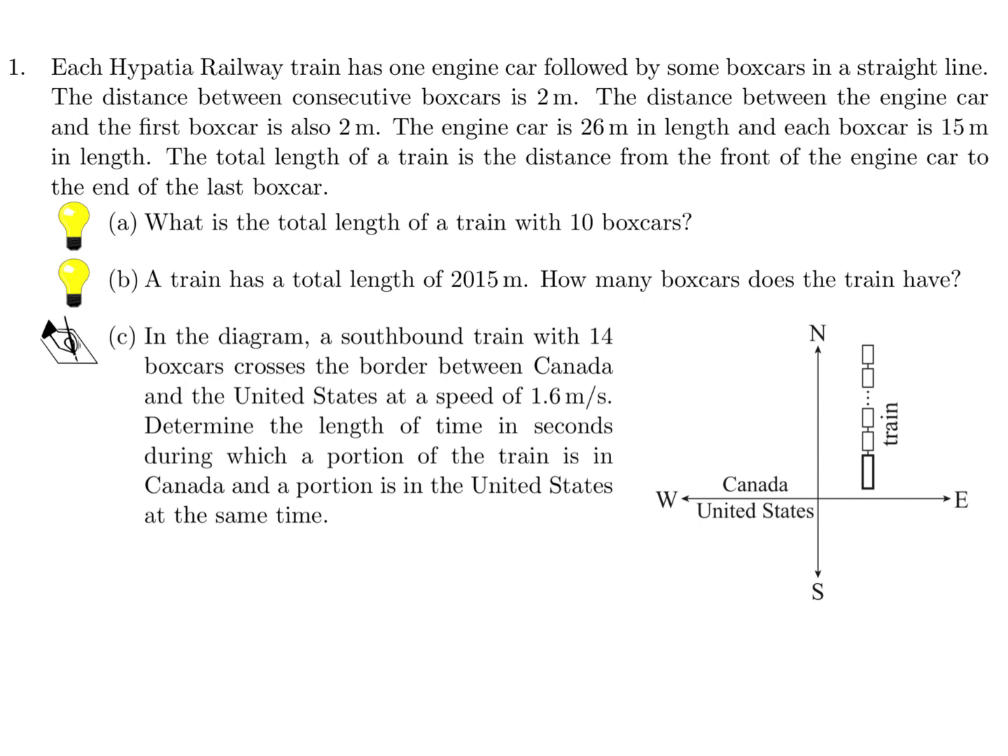Each Hypatia railway train has one engine car followed by some boxcars in a straight line. The distance between consecutive boxes is 2 meters. The distance between the engine car and the first boxcar is also 2 meters. The engine car is 26 meters in length, and each boxcar is 15 meters in length.